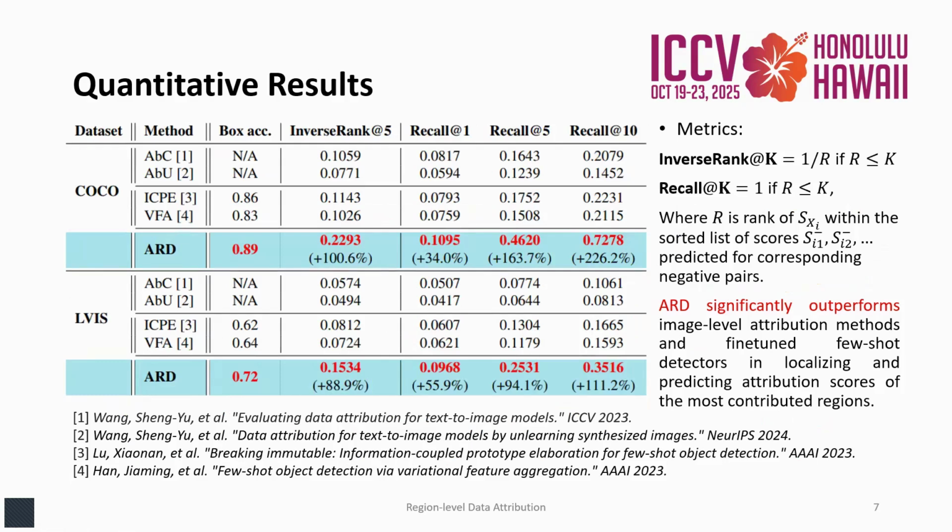Here are the quantitative results of ARD compared to both image-level attribution methods and fine-tuned few-shot object detectors for region attribution. We can see here ARD outperforms other methods, while the image-level attribution method cannot extract the most contributed region in the training image.